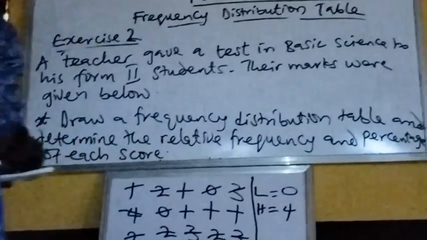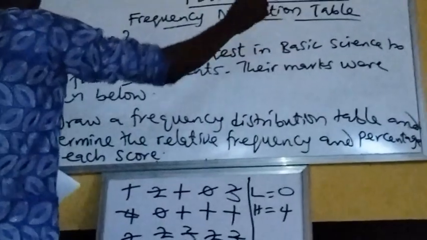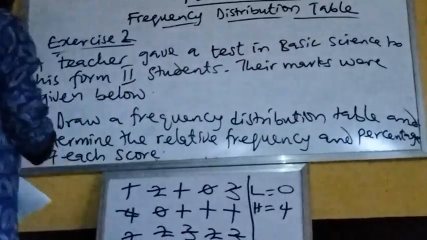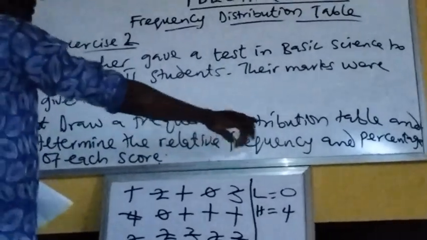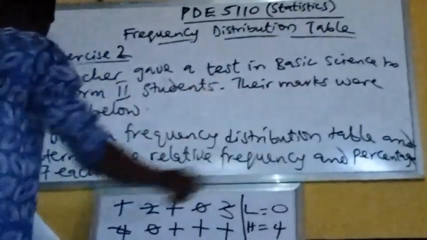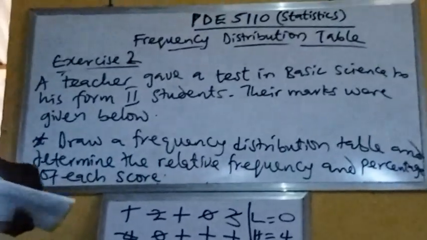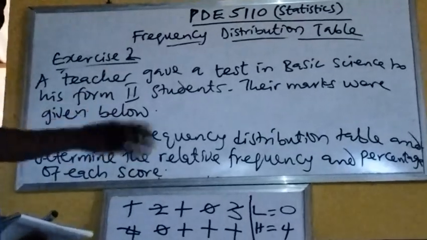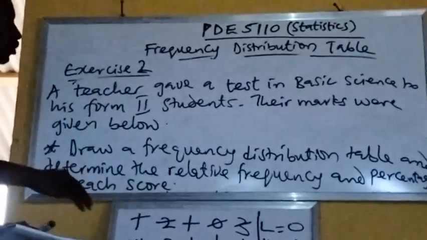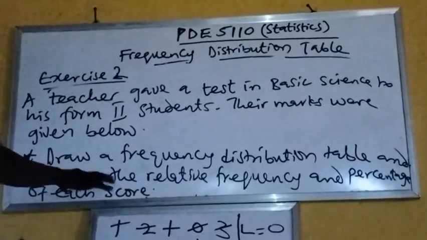Now the question says, a teacher gave a test in basic science to his Form 2 students. Their marks were given below. Draw a frequency distribution table and determine the relative frequency and percentage of each score. The data will be given in the next video. But this is the question, and this is what we were asked to do.